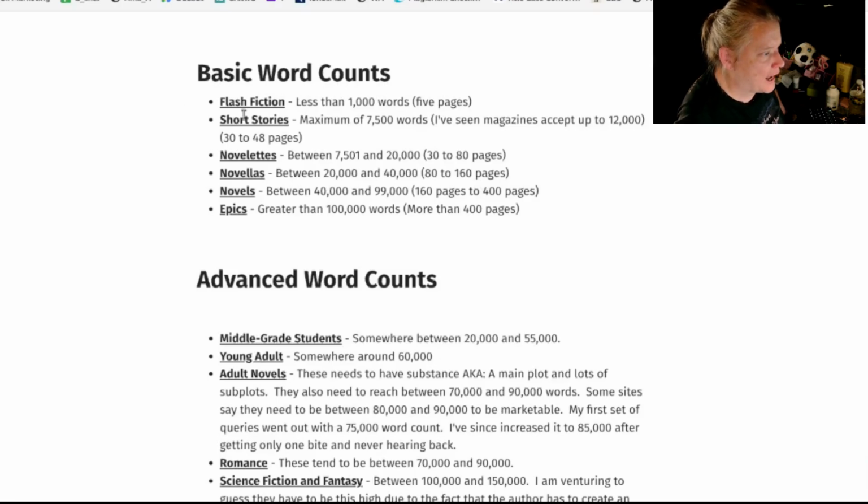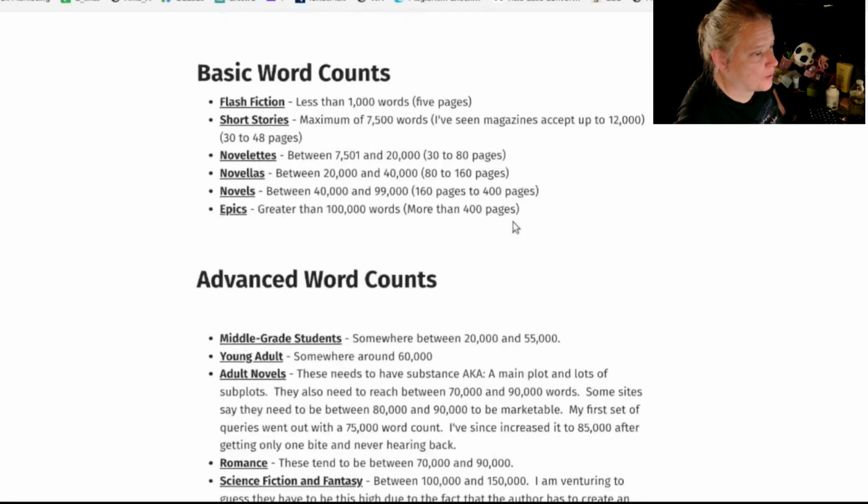Basic word count. Flash fiction is less than 1,000 words. Short stories usually range from 7,500 words to 12,000, or about 30 to 48 pages. Novelettes are usually between 7,500 and 20,000 words. Novellas are between 20,000 words and 40,000 words. Novels start at 40,000 words and end at 99,000 words, typically 99,999, because the minute you get into 100,000 words, you have written an epic.